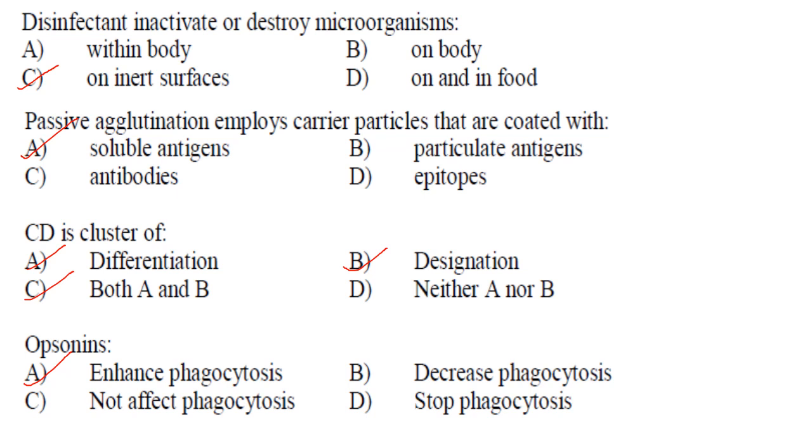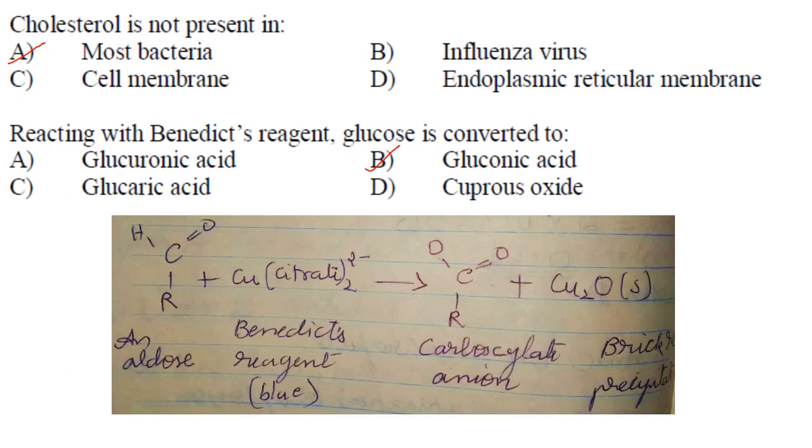Then CD is a cluster of differentiation as well as designation. Both you can say. So answer is option C, that is both A and B. Then opsonins. Opsonins enhance phagocytosis. That is correct. So option A itself is correct. Then cholesterol is not present in. So cholesterol is not present in bacteria. Whereas in influenza virus, cell membrane and endoplasmic reticulum membrane, cholesterol is present, whereas it is not present in bacteria.